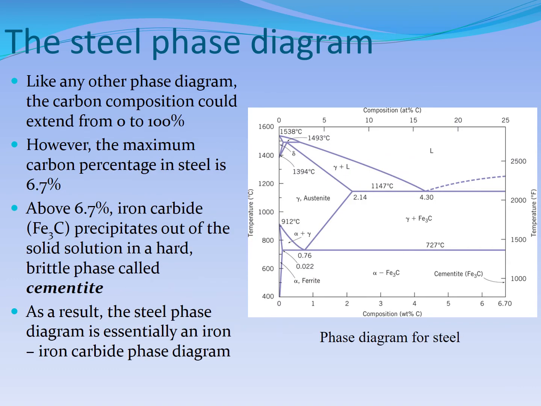Now we have already taken portions of this phase diagram earlier to explain to you the eutectic and the eutectoid and the peritectic reactions and so on. But now the whole iron carbide phase diagram is there, right? So this is the phase diagram for a steel. Why is it not called iron carbon diagram? Why do I keep on repeating iron carbide diagram?